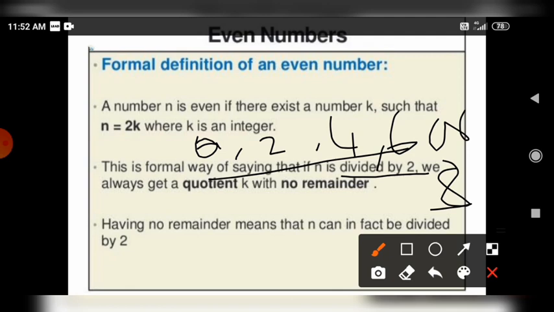A number n is even if there exists a number k such that n is equal to 2k, where k is an integer. This is the formal way of saying that if n is divided by 2, we always get a quotient k with no remainder. Having no remainder means that n can in fact be divided by 2.